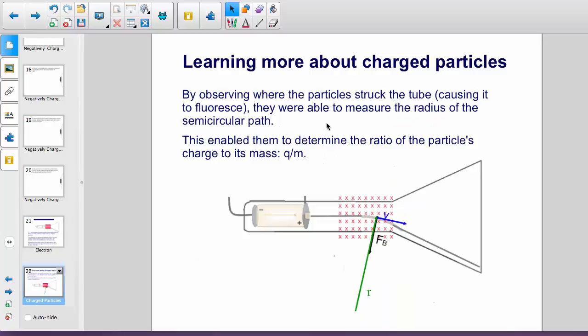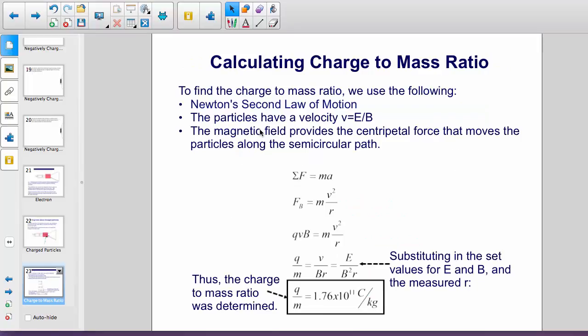By observing where the particles struck the tube, which of course caused it to fluoresce, they were able to measure the radius of the semicircular path of these particles as they went through the magnetic field. And this enabled them to determine the ratio of the particle's charge to its mass. A really, really key finding. Let's look at calculating charge to mass ratio.